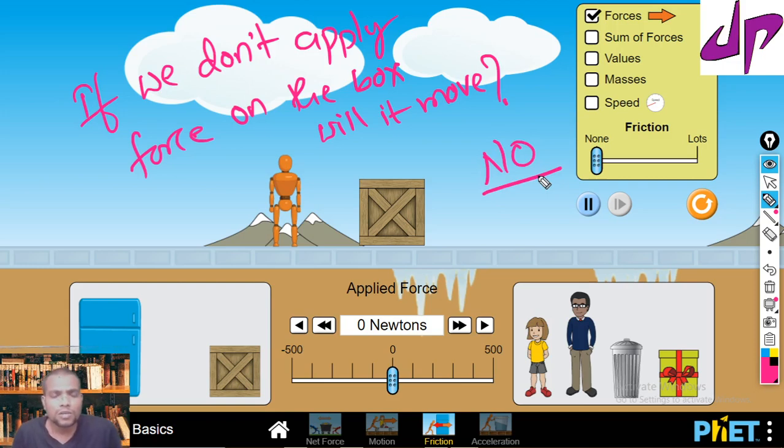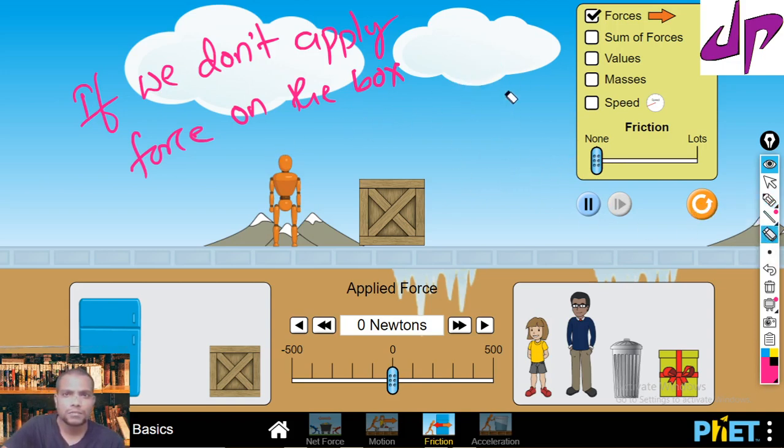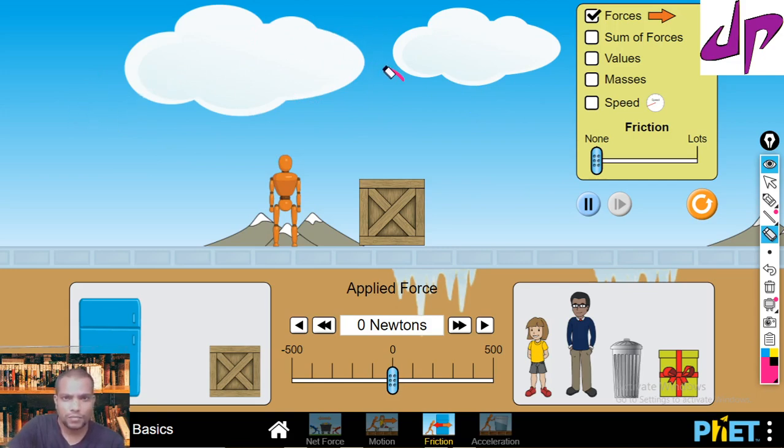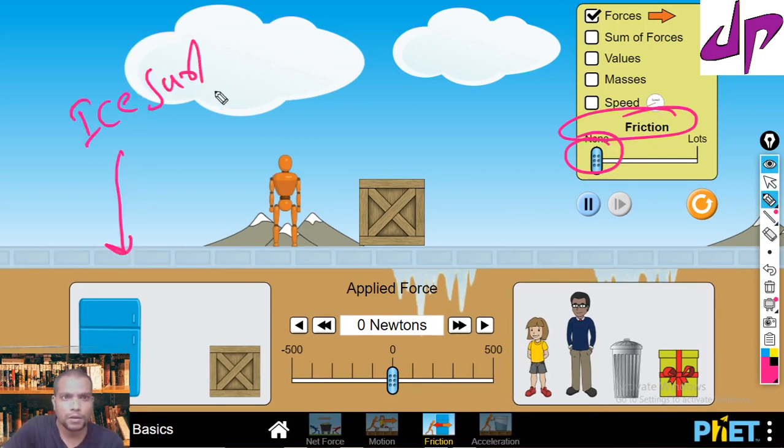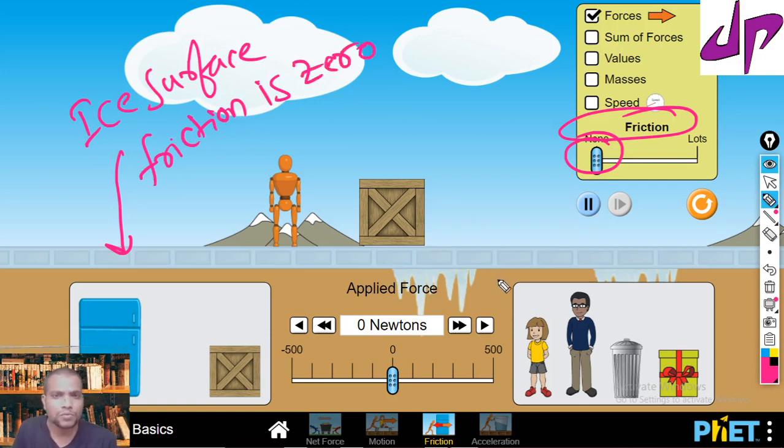So that is what Newton wants to say. An object is in the state of rest. Rest means nothing but what? It won't move. Or if an object is moving itself. So let me clear some space. Suppose here I have chosen carefully no friction. Here the friction is 0. See, here you can see, this is an ice surface. On the ice surface, friction is 0. Now this law has to work with this statement.